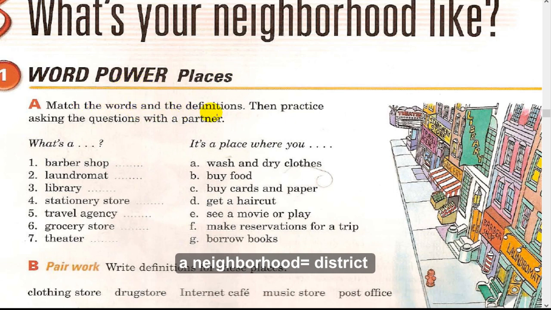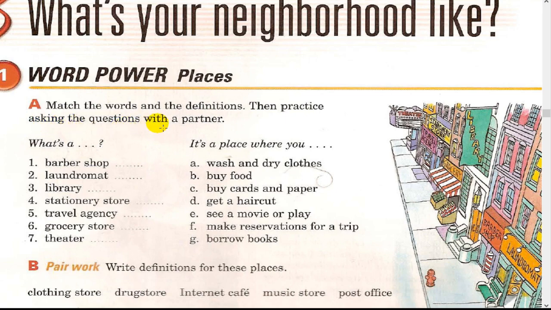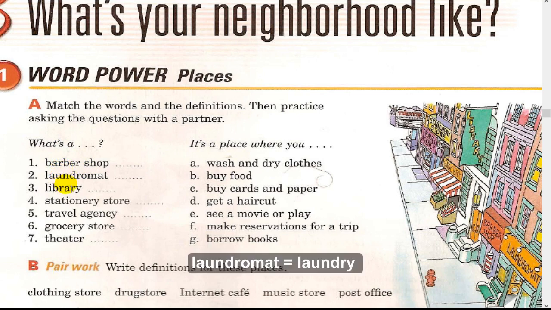Match the words and the definitions, then practice asking the questions with a partner. What's a barber shop? It's the place where you... Here you match 1, 2, 3, 4, 5, 6, 7 with A, B, C, D, E, F, G. The places: barber shop, laundromat, library, stationery store, travel agency, grocery store, theater. You match the word with the meaning. One minute, try to answer.